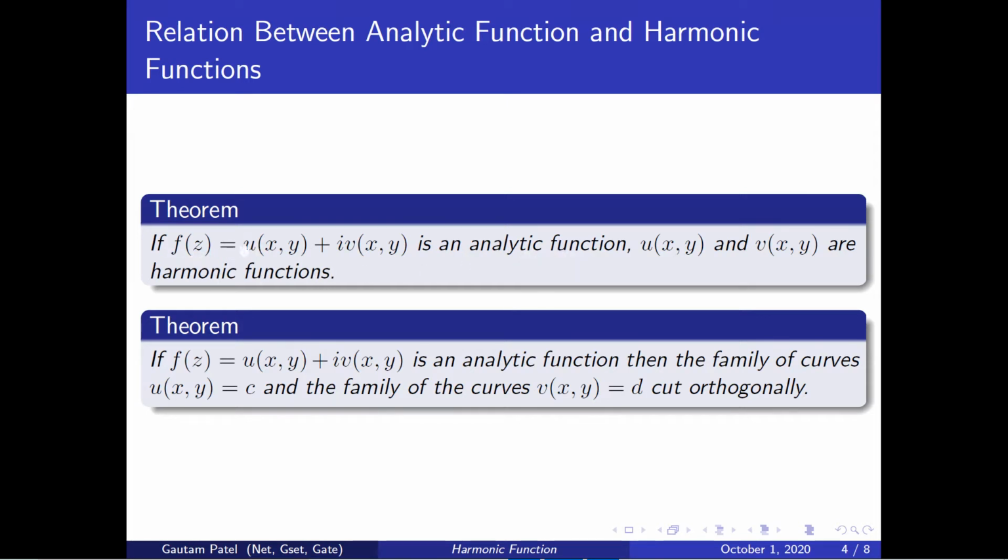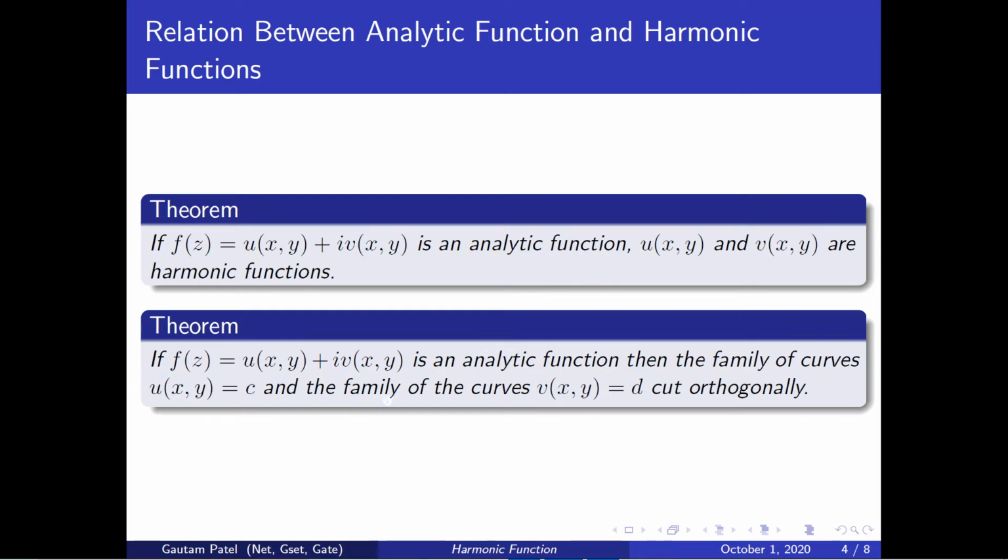Now we discuss some basic relations between analytic function and harmonic function. Here is a theorem. If f of z equal to u plus iv is an analytic function, then u and v are harmonic functions. If f of z is analytic, then u and v are harmonic, but the reverse is not true. Suppose u and v are harmonic, then f of z may or may not be an analytic function. So this is only one side: f of z is analytic, then u and v are harmonic functions.